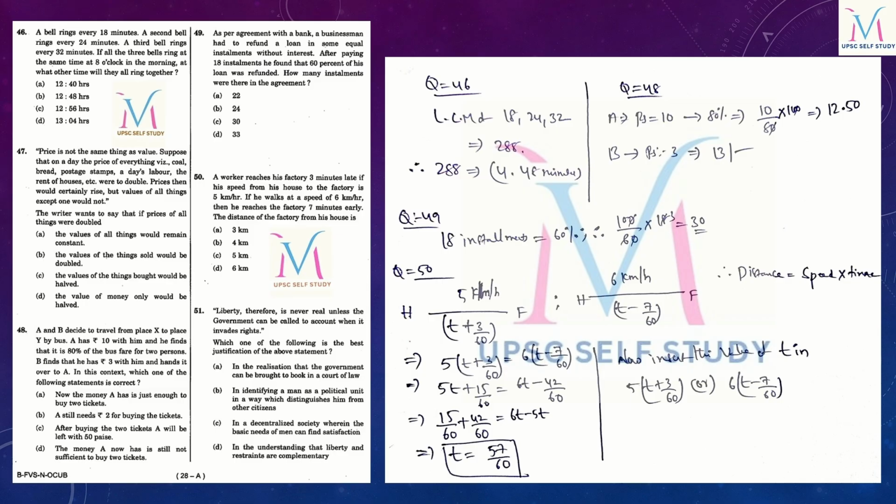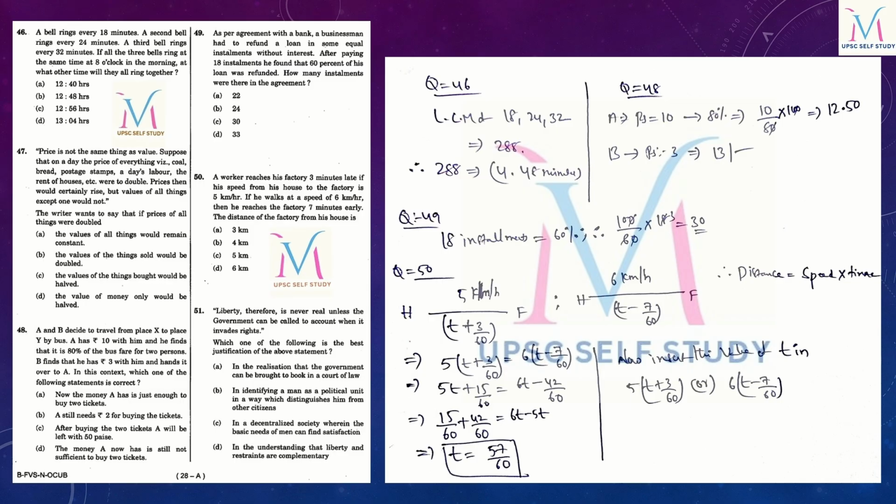And coming to question number 47: price is not the same thing as value. Suppose that on the day the price of everything, which is coal, bread, postage stamp, a day's labor, the rent of houses, etc., were double, prices then would certainly rise, but the value of all things except one would not.